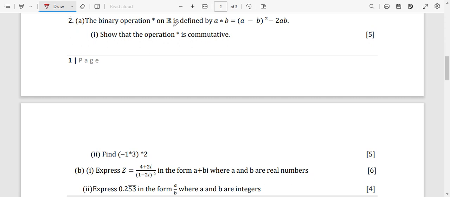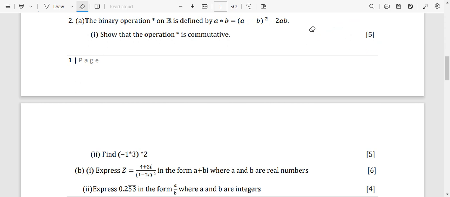The binary operation star on the set of real numbers is defined by a star b being equal to a minus b squared minus 2ab. Show that the operation star is commutative. People were proving it by saying let a be equal to 2 and then b be equal to 3. They find 2 star 3 and then they find 3 star 2. This is okay, but when they've asked you to show like this, you lose marks. Others will not mark you when you use this.